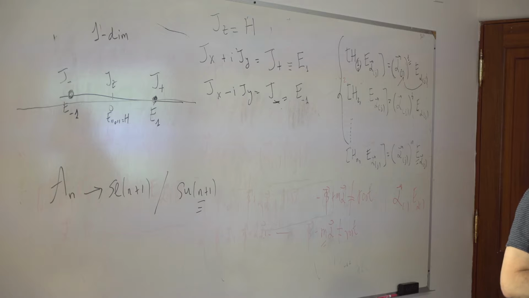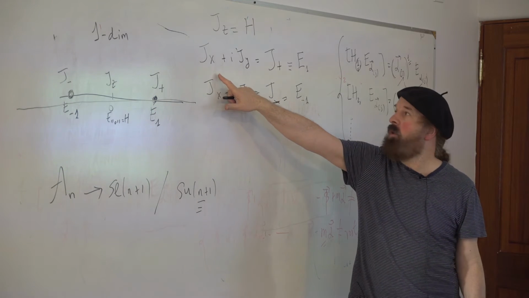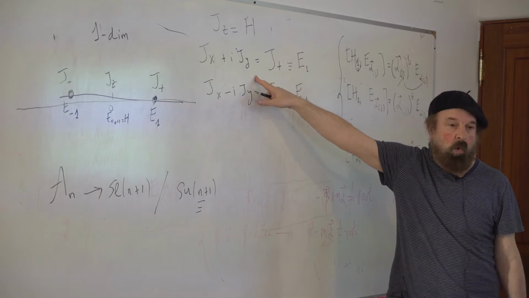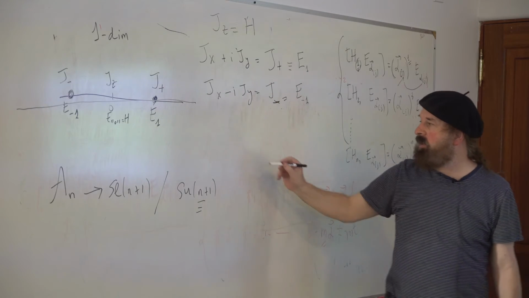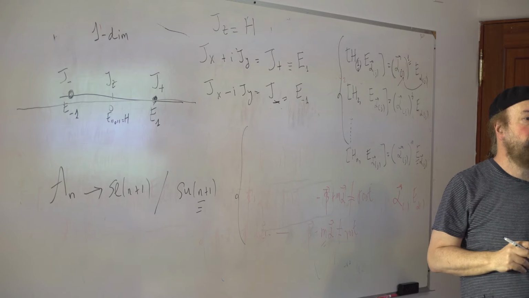I thought J was in the XYZ direction. What is J plus, J minus? I thought E plus, E minus made sense. No, this is what you get. You'll see why. Because let's write the commutation relations of my algebra in terms of X, Y, and Z.